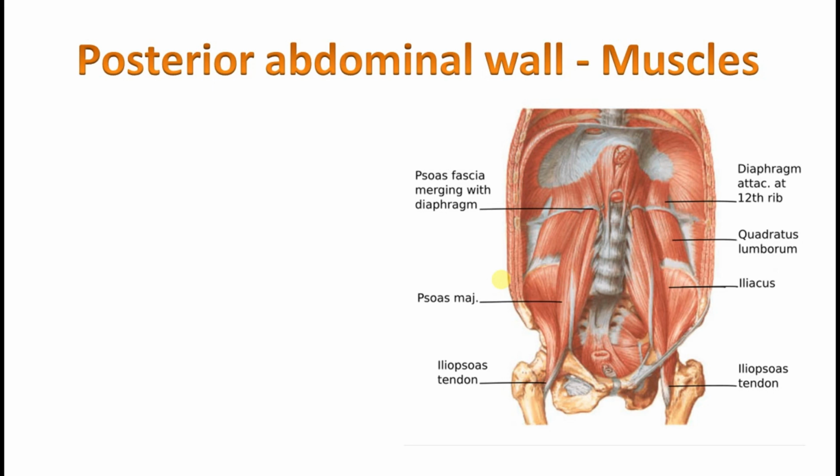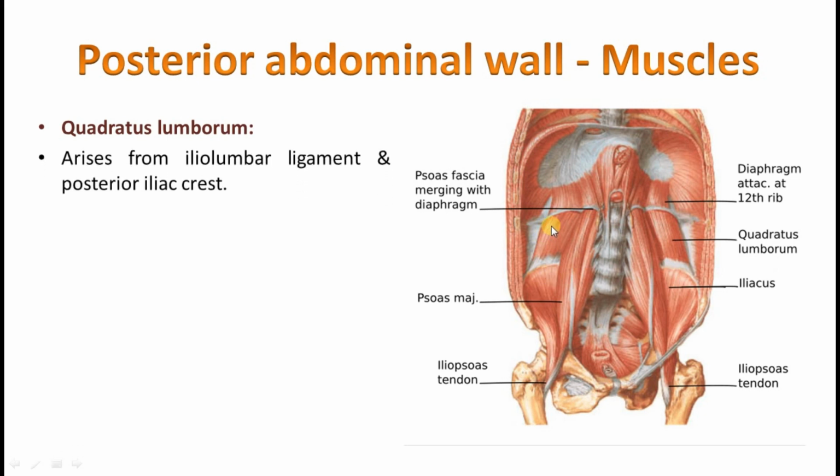The next muscle which we are going to discuss is the quadratus lumborum muscle. It's a quadrilateral muscle, so that is why it is called quadratus lumborum. It fills the gap between the 12th rib and the hip bone, that is your iliac crest. So the posterior abdominal wall, the gap between the two skeletal components, the 12th rib and the iliac crest, is filled by the quadratus lumborum muscle.